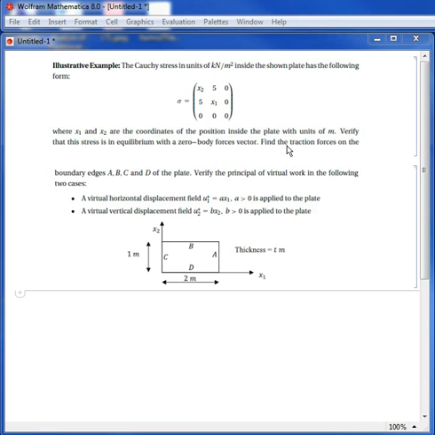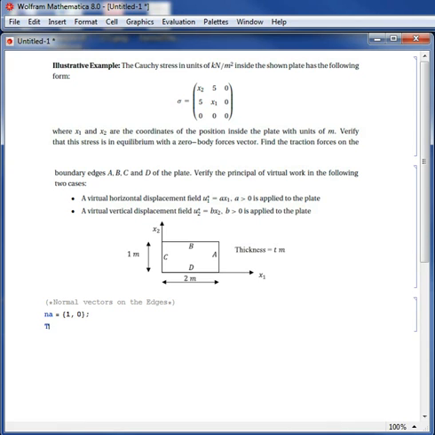To find the traction forces on the boundary edges, we need to find the normal vectors on each plane. So NA, the normal vector on A, as shown in the lecture, we're going to do this in plane. So NA has component 1 in the x1 direction and 0 in the x2 direction. So this is the normal vector on the edge A. So let's just write normal vectors on the edges.